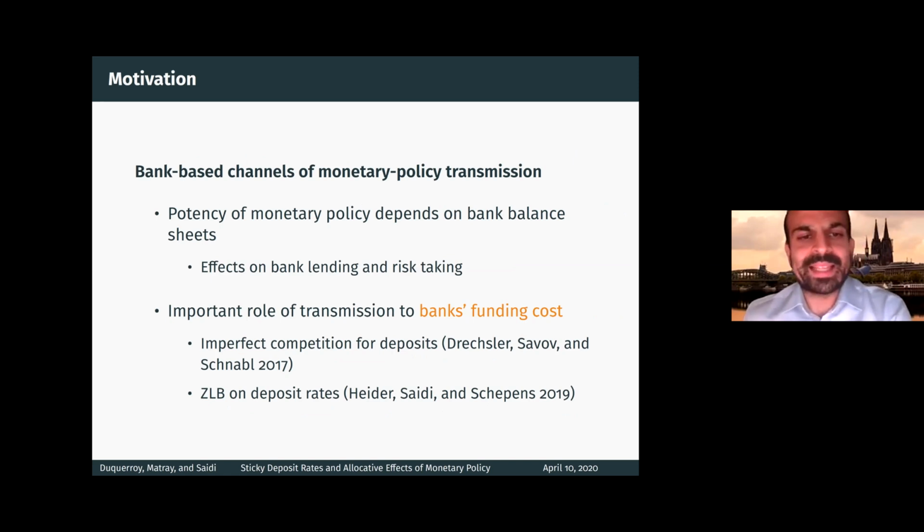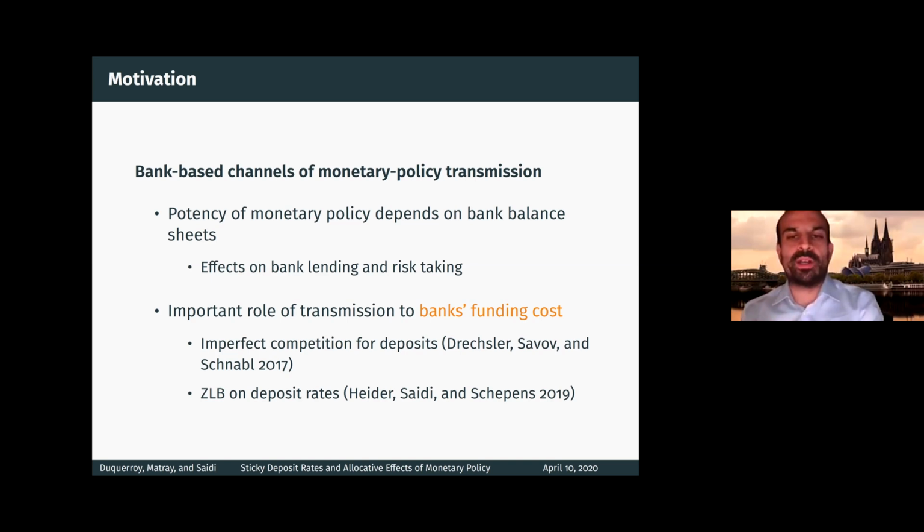Now, in Drechsler, Savov and Schnabl, banks' funding cost matters for the transmission of monetary policy because they show that market power matters for the transmission of monetary policy to deposit rates. In another setting, looking at the introduction of negative monetary policy rates in the euro area, Florian Heider, Farzad Saidi and Glenn Schepens show that there is a zero lower bound on retail deposit rates, and therefore banks cannot go below zero when setting these deposit rates, and as such face an adverse shock to their funding cost when the actual monetary policy rate is below zero. Okay, but these are two very specific instances.